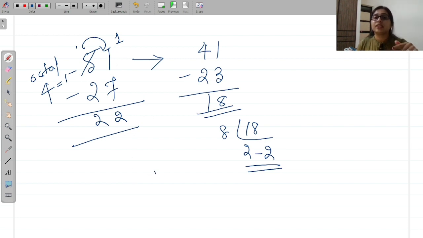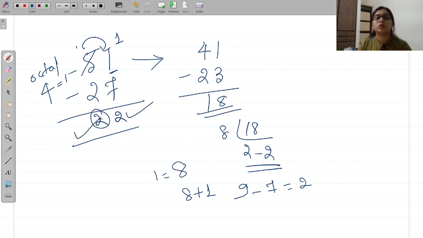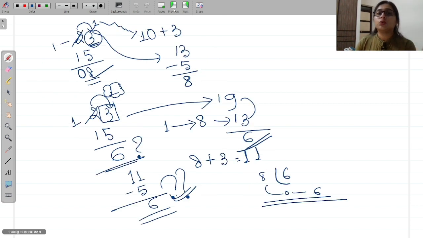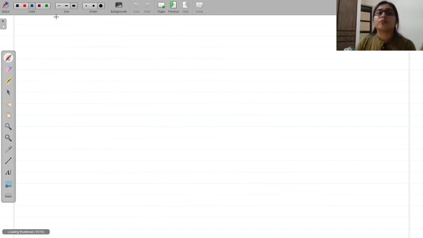So 1 carry means it is equal to 8. So I will be adding it with this digit. It becomes 9. So 9 minus 7, that becomes 2. 4 minus 2, it becomes 2. So did you get the technique that you're going to follow here? When you get a borrow, you are going to get a number equivalent to the base number. In decimal it is equal to 10, in octal it will be equal to 8, in hexadecimal it will be equal to 16.